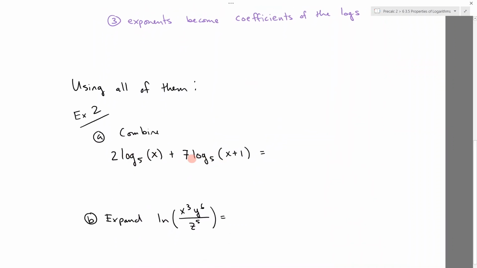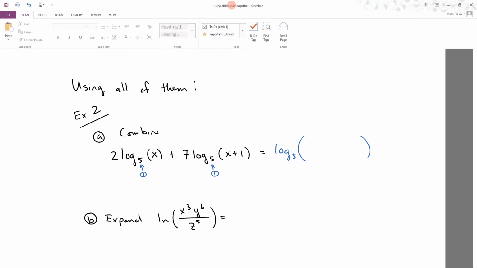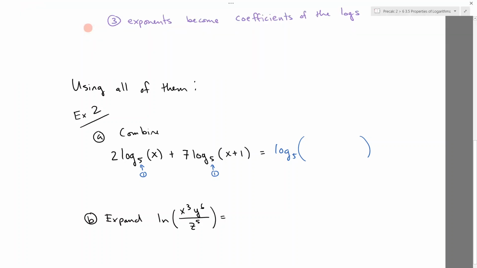So here we're combining. First thing, we make sure the base matches up, which it does. So it's log base 5. So we combine it into a single log. And then we look at the operations. The operation here is addition. So when combining, addition changes to multiplication. And we look at what's inside the logs. So x and x plus 1. These get multiplied. So x times x plus 1.